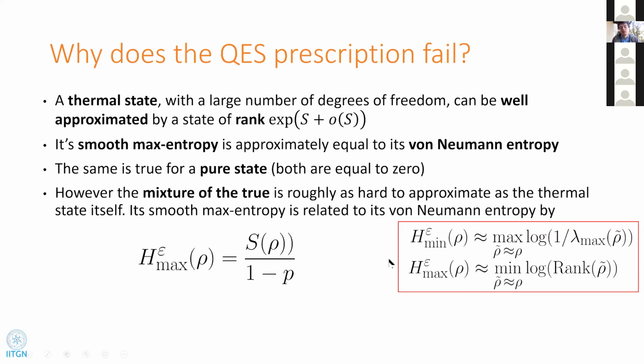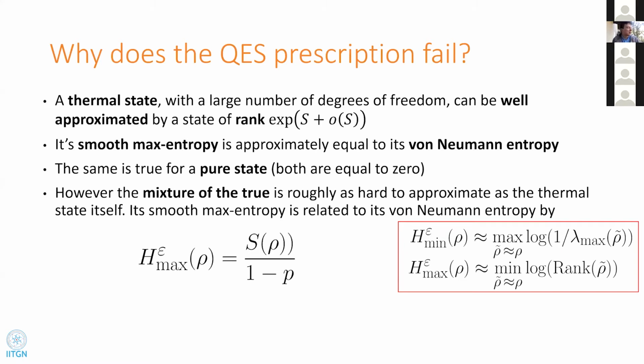Similarly, you can define a smooth min entropy, which will show up later and play an equal and complementary role to the smooth max entropy, as just how big I can make the log of 1 over the largest eigenvalue of rho without changing the state rho very much. So the smooth min entropy is about how small I can make the largest eigenvalue. The smooth max entropy is about how small I can make the rank.